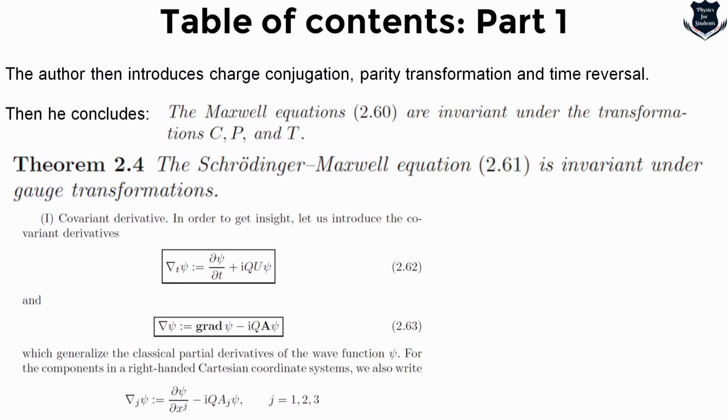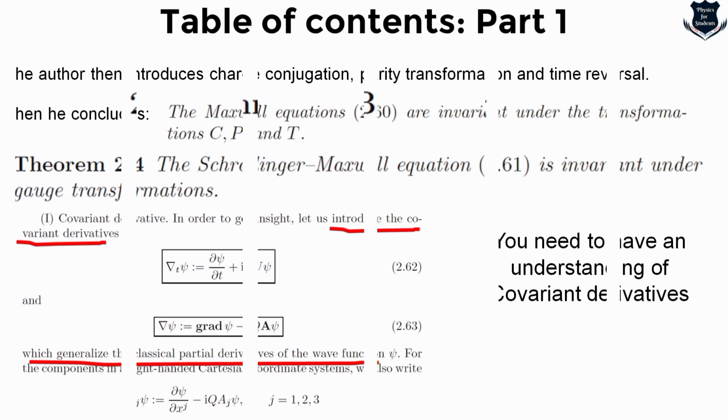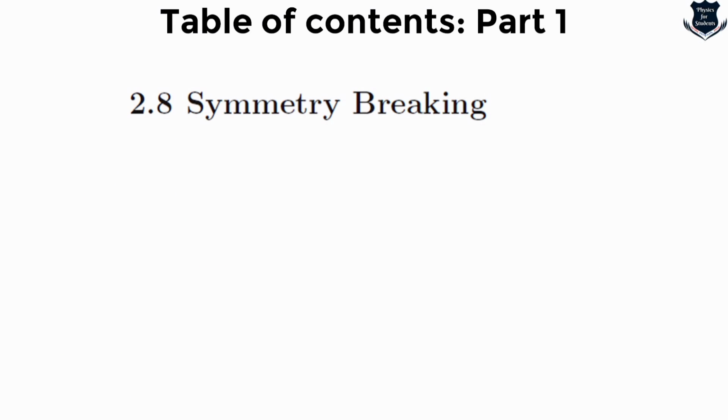Now you see there is something very important to note. He uses this concept, the covariant derivatives. I have underlined this: let us introduce the covariant derivatives, or we generalize the classical partial derivative of the wave function psi. So that means you need to have an understanding of covariant derivatives earlier, because he directly introduces what a covariant derivative is and shows the Schrödinger-Maxwell equation which is invariant. So you should be careful about that.